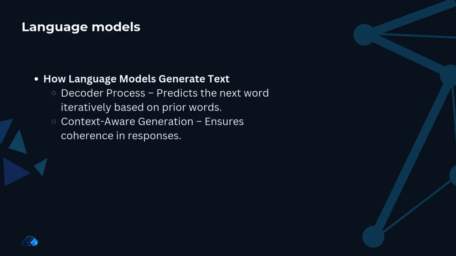So, how do language models generate text? In a decoder block, attention layers play a crucial role in predicting the next word in a sequence. Each time the model generates a new word, it evaluates all previous words and determines which ones are most relevant in forming a coherent sentence. This process continues iteratively. Each predicted word influences the next, building the response one token at a time.